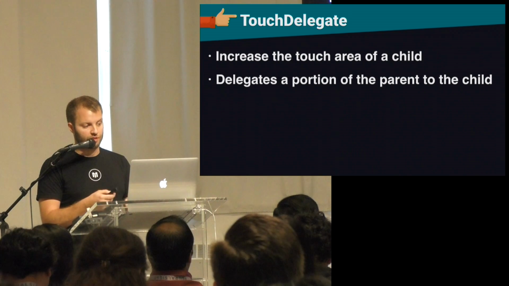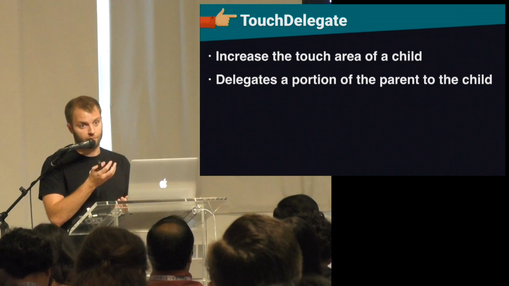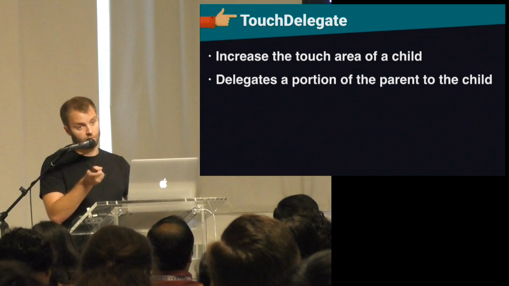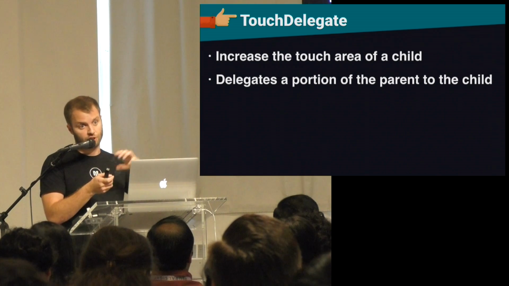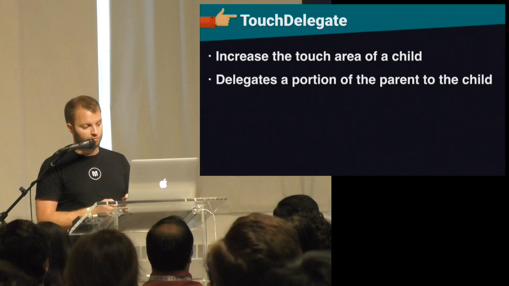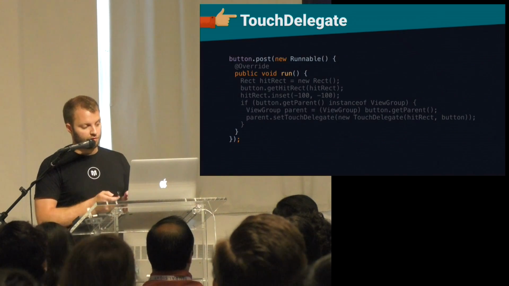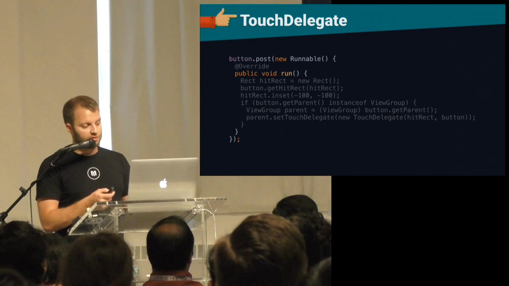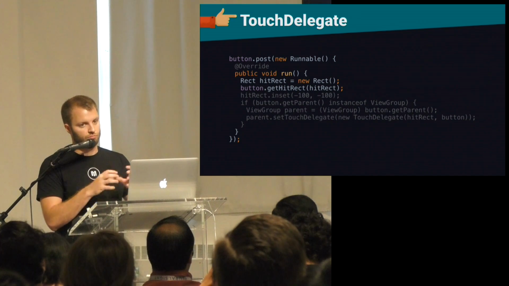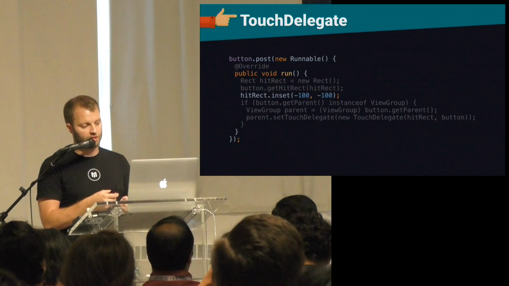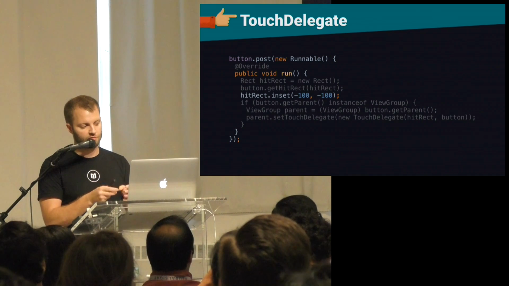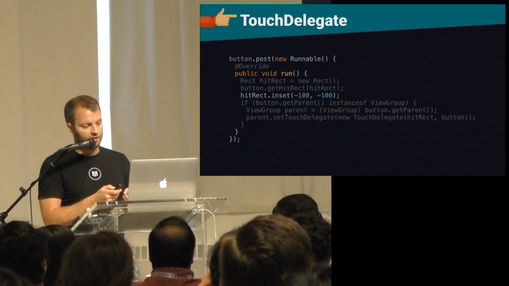So touch delegate, pretty much what it does is you set it on the parent of the child, and you'll say if you receive a touch in this area around the child, just dispatch the touch event to the child. The way it would work would be if you wait until everything is laid out, you calculate the hit rect of your current button. In this case, it's just hard-coded values, but you give it the real dimensions that you want your buttons to have for the touch.